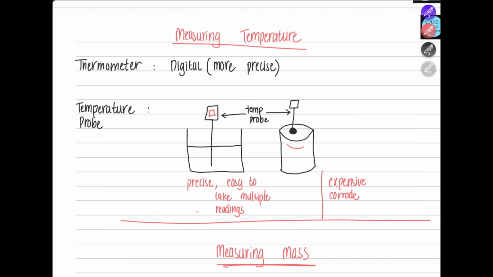To measure temperature, we also have thermometers. There are two types, either analog, which are traditional thermometers, or digital thermometers. Remember, digital thermometers are more precise, to 0.1 degree Celsius. On the analog or traditional thermometers, you are not able to read temperature very precisely.